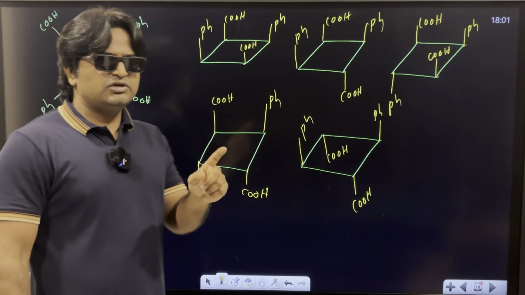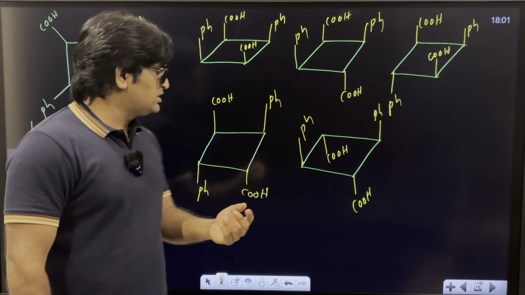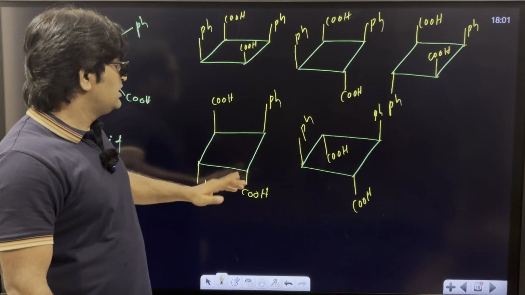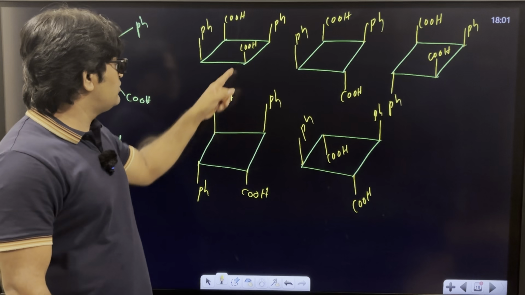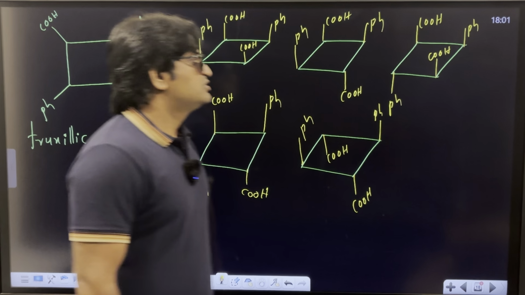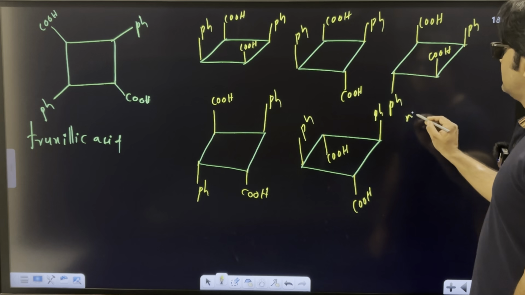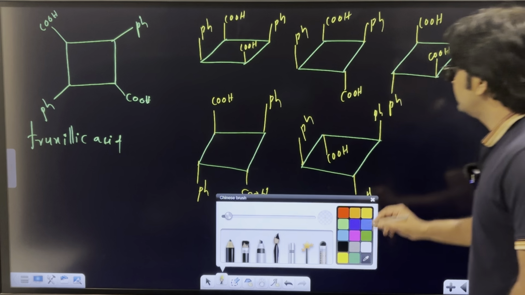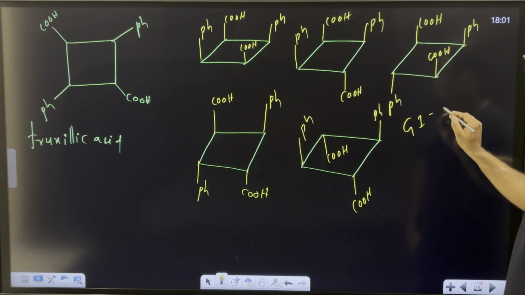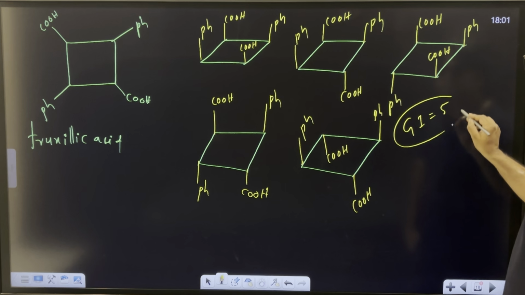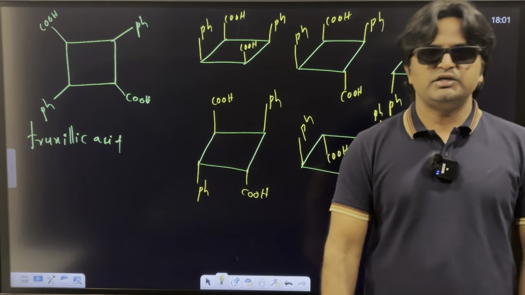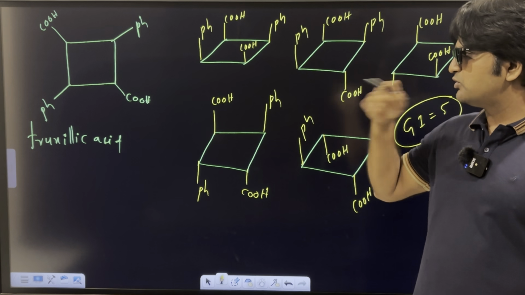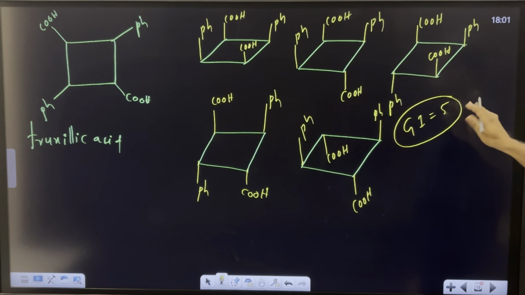In this molecule, instead of taking one group, I am selecting two groups from the 1 2 position. COOH and phenyl I am keeping down. Next one, I am selecting COOH and COOH down. So these are the maximum possibilities. What is the total number of geometrical isomers? The total number of geometrical isomers equals 5. This is a very good question from PYQs. I selected this question. Truxilic acid, total number of geometrical isomers equals 5.